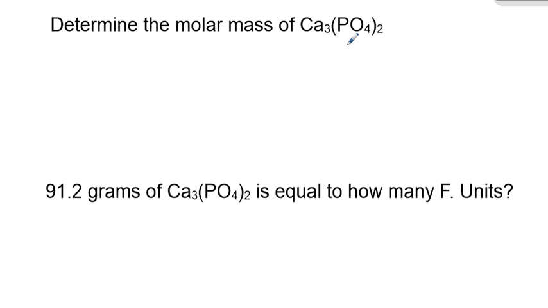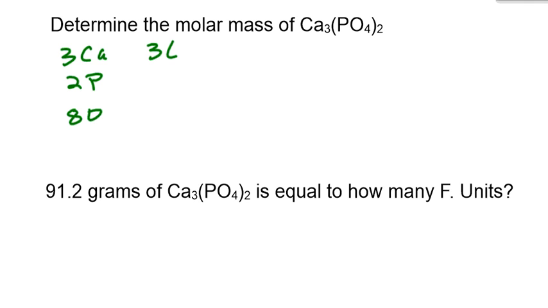We have calcium phosphate. I see a little 3 next to calcium, so that means there are 3 calciums. There's a 1 for phosphorus, but there's a 2 outside of parentheses. Remember, in mathematics, numbers outside of parentheses do distribute internally. So 2 times 1 gives me 2 phosphoruses here. And I've got a 4 for oxygen, but I've got a 2 outside. 2 times 4 gives me 8 oxygens.